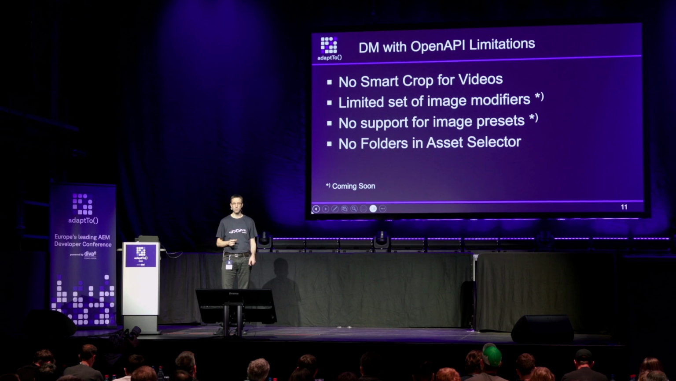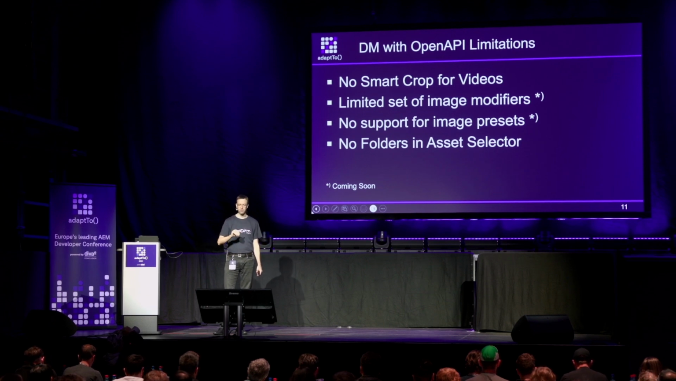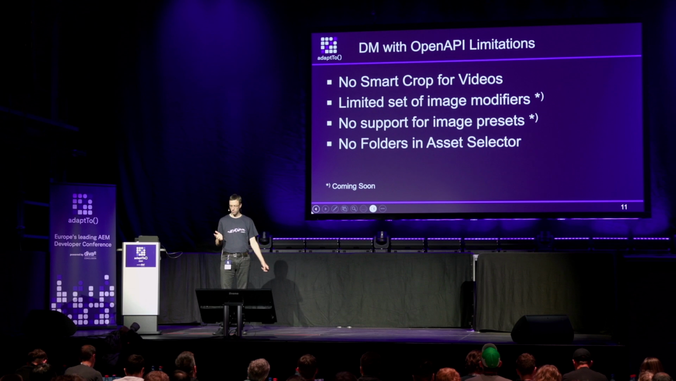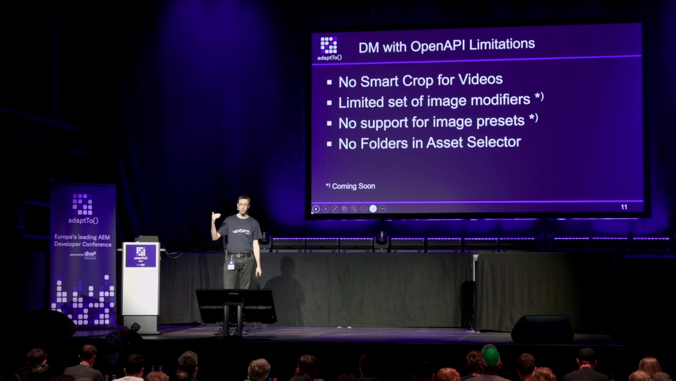So for example, image preset is a possibility to replace a long list of image modifiers with just a single preset URL parameter, and it's defined behind the scenes what modifiers these are. But those two features marked with an asterisk should become available soon, I've seen in the slides, so probably even this year or early next year. Let's see. And I already told it, in the asset selector, you cannot browse folders currently on your remote asset instance.